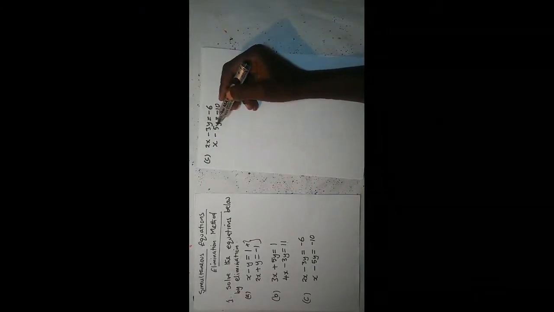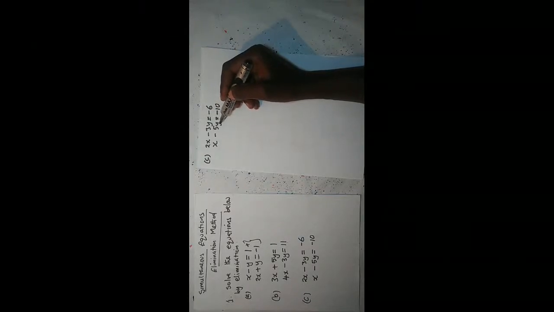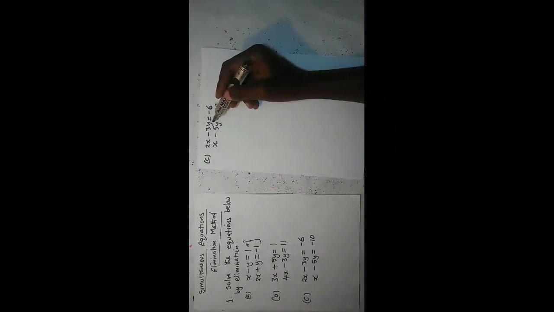Okay, so here we are going to follow the same procedure that we followed on the other two questions. The first step is to choose the letter that you are going to eliminate. So once again, we are going to eliminate y here. I have chosen y to be eliminated. So the first step for me to eliminate y is to look at the two numbers that are in front here.